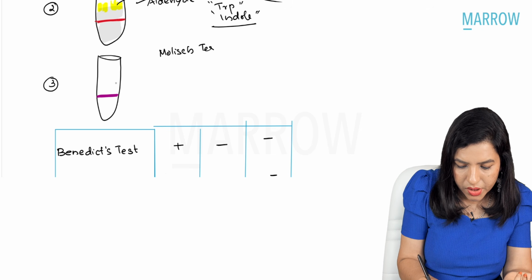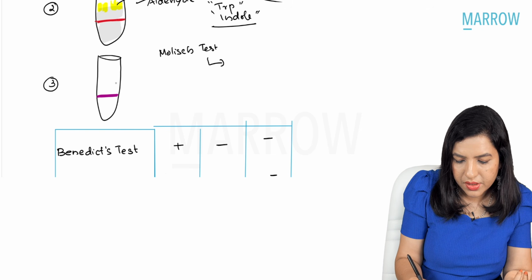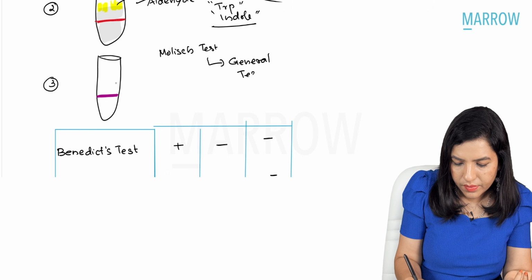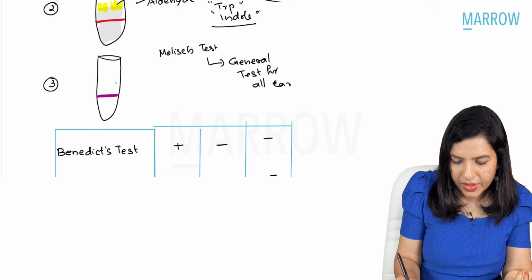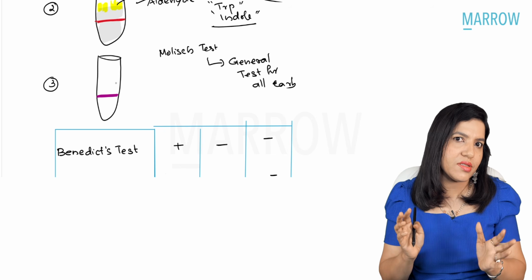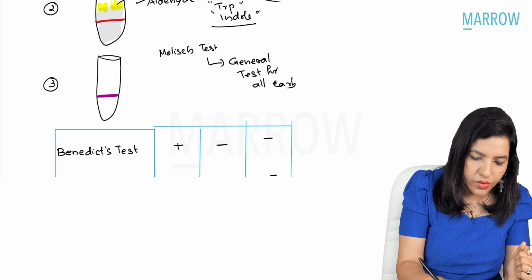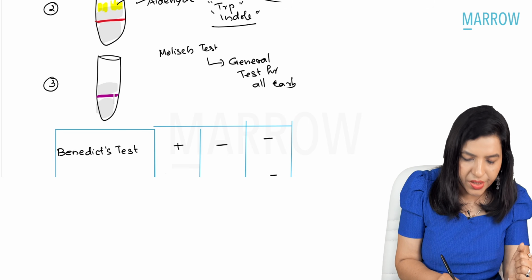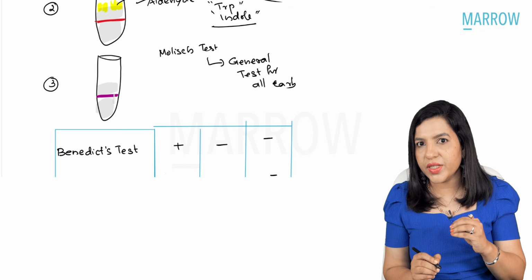The third ring test is Molisch test. What is Molisch test for? This is a general test for all carbohydrates, whether polysaccharide or monosaccharide, all carbohydrates can answer Molisch test. How will you find out Molisch test? In Molisch test also, you can see a purple ring at the junction of two liquids.